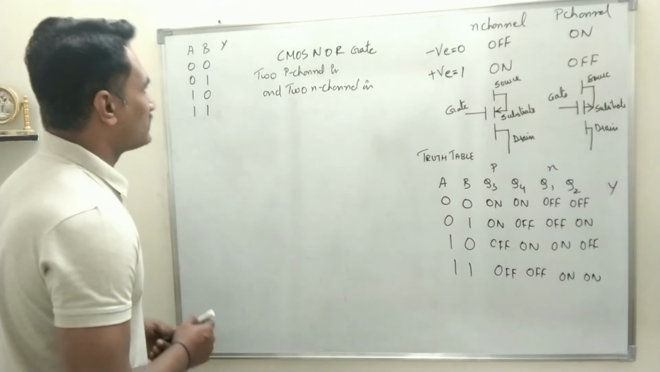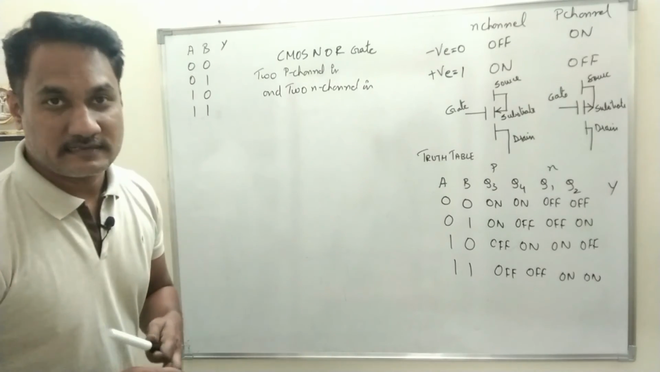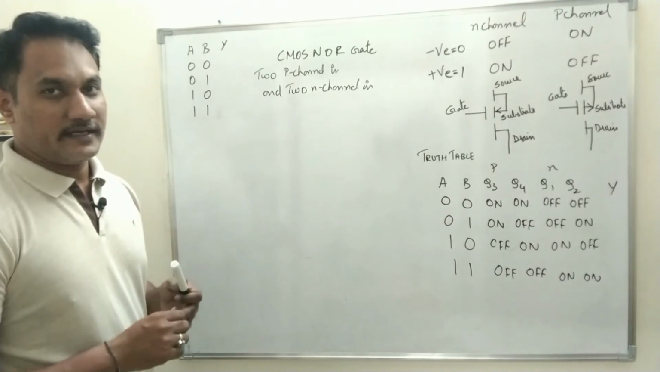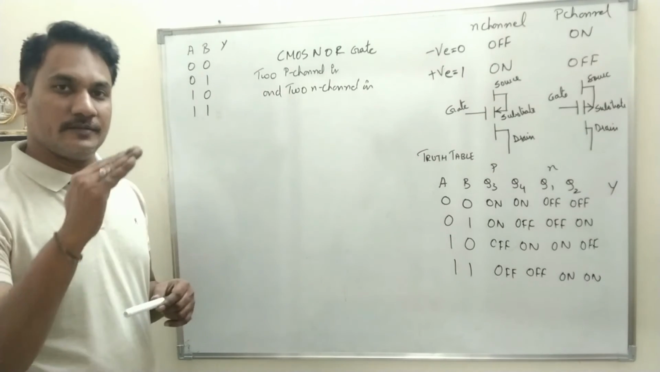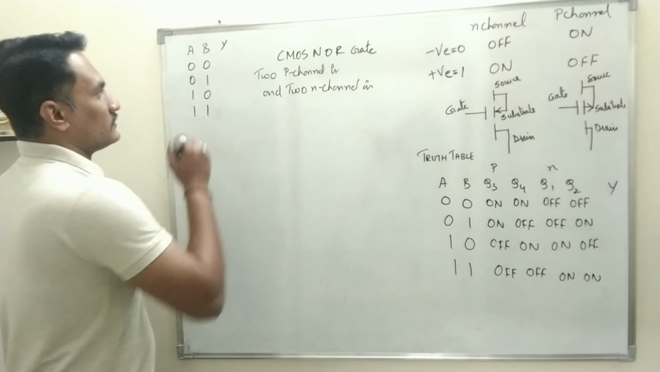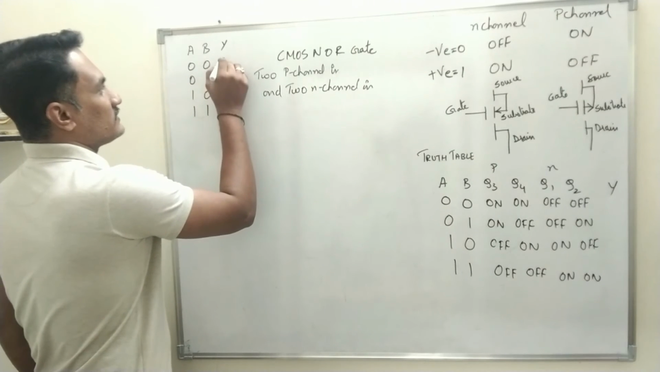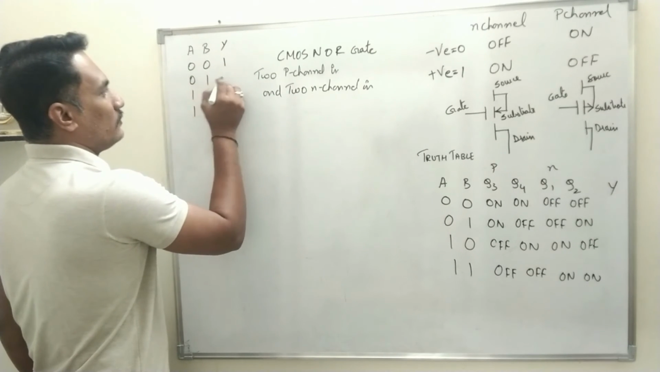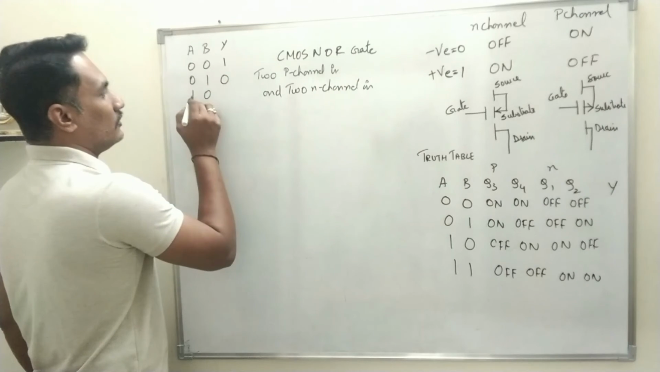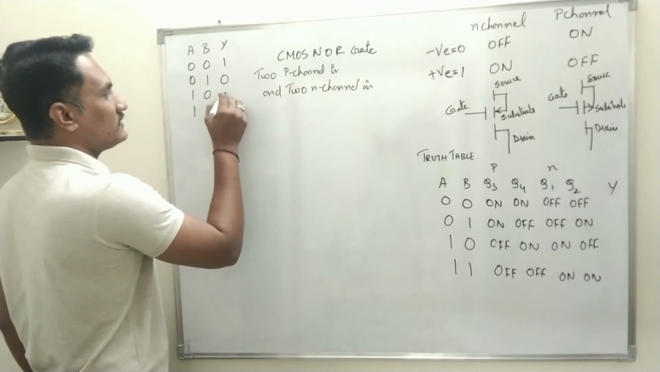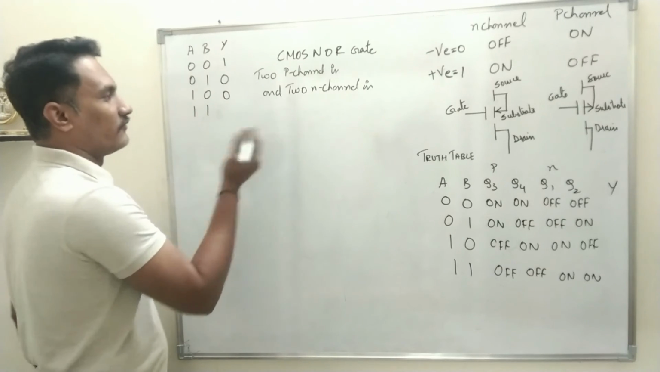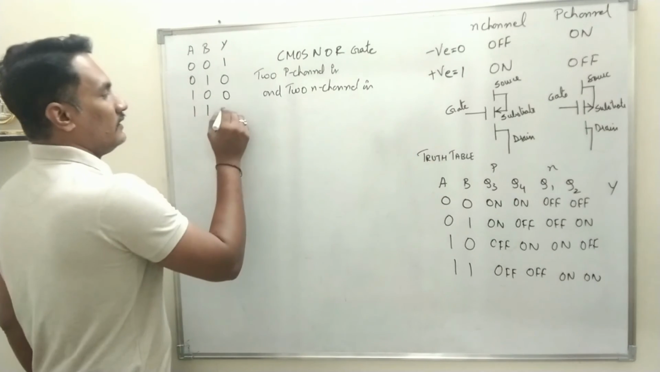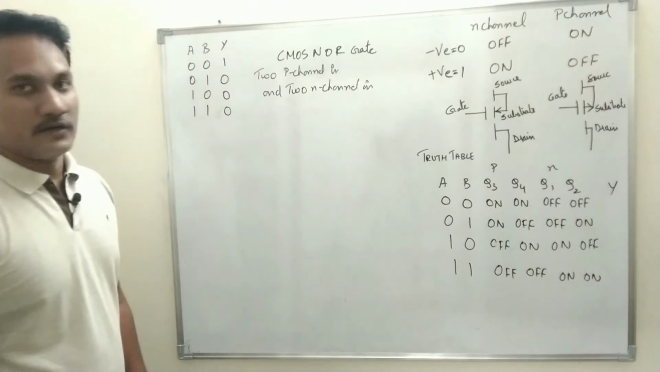Before going to the circuit diagram, let us refresh ourselves with the truth table of a NOR gate. NOR gate is the opposite of OR, OR stands for addition, so it will be the inverse of addition. So 0 plus 0 is 0, inverse 1; 0 plus 1 is 1, inverse 0; 1 plus 0 is 1, inverse 0; 1 plus 1 is 1. Of course, in OR logic 1 plus 1 is 1, and the inverse will be 0. So this is the output of a NOR gate.